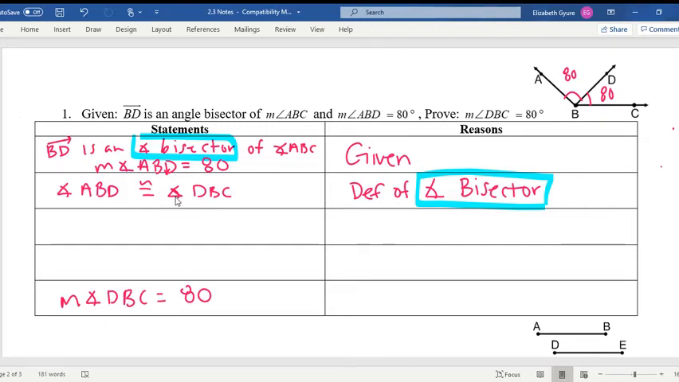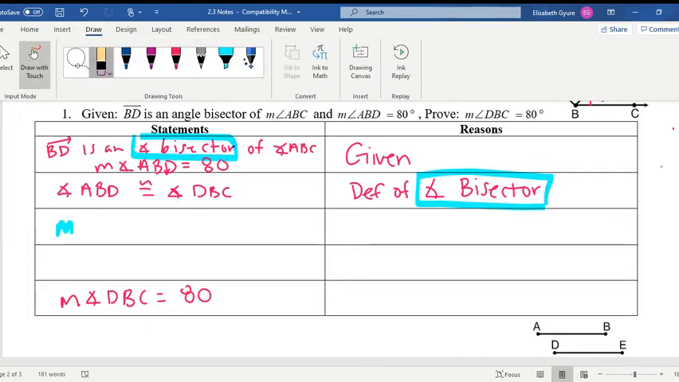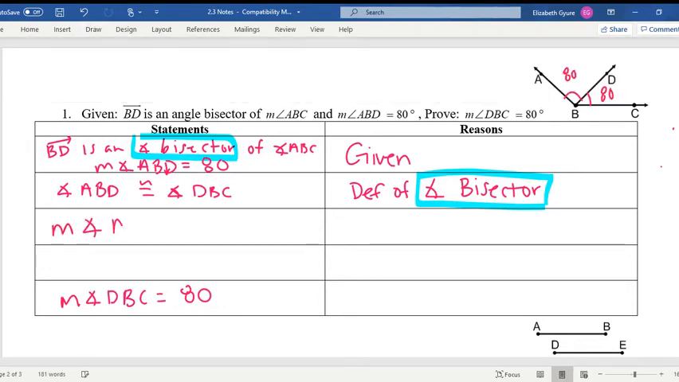So what we're going to say next is, not in highlighter, that would be hard to read. It's already hard enough to read. So the measure of angle ABD equals the measure of angle DBC. So now I have my magical equal sign.